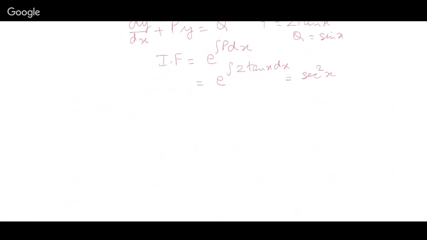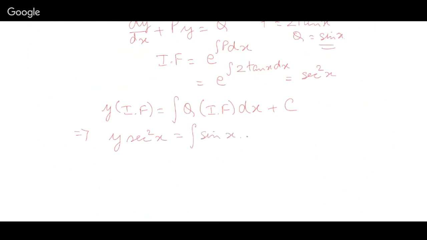So once we have our integrating factor, our general solution is now y into the integrating factor is equal to integration of q into the integrating factor dx plus c. So now replacing the value of the integrating factor in this general solution, we get y sec square x is equal to integration of q, which is sin x. So this is sin x into sec square x dx plus c.